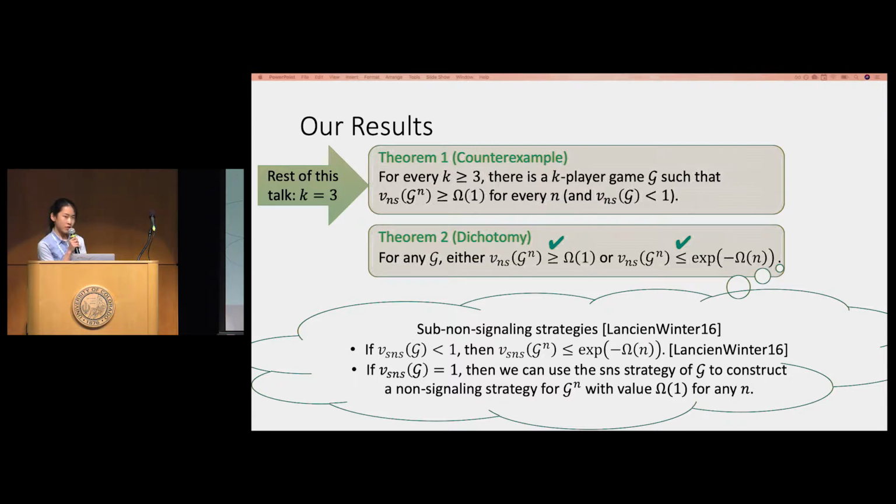I want to give a very concrete proof of the first result. Namely, I'm going to show a 3-player game and construct a non-signaling strategy for this 3-player game that always wins with some constant probability, no matter how many times you repeat the game.